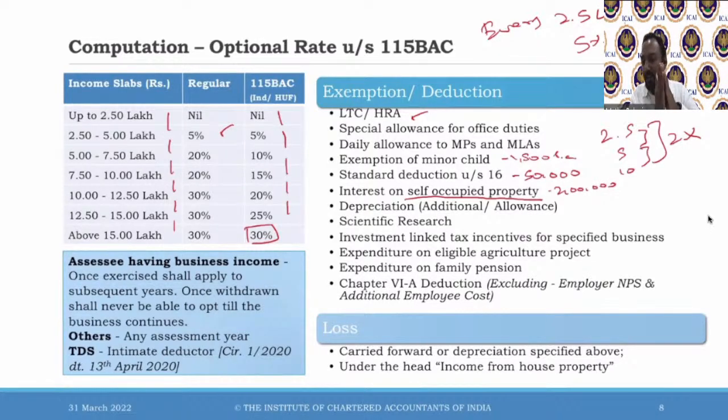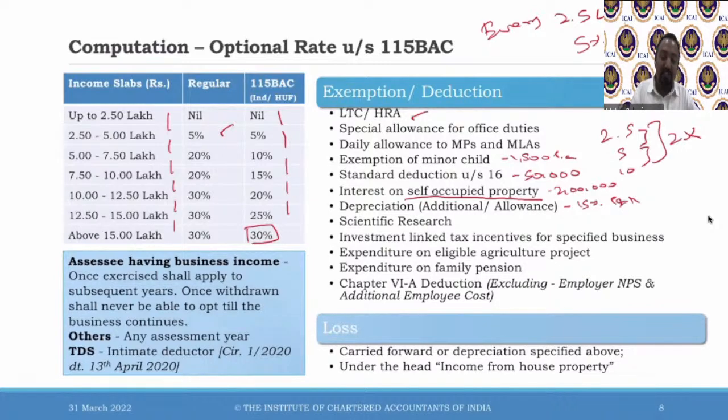Depreciation in your profits and gains of business or profession: there are 2 types of depreciation. One is your regular depreciation, whatever you provide. Then for certain plant and machinery, you have additional depreciation of 15%. That additional depreciation of 15% on newly acquired plant and machinery is not allowed.